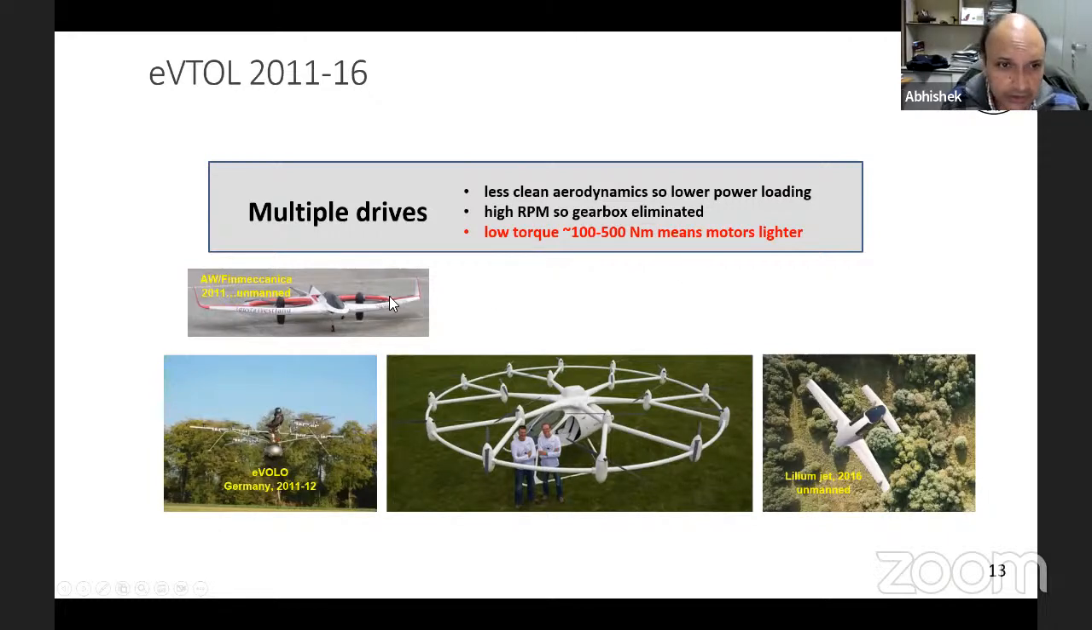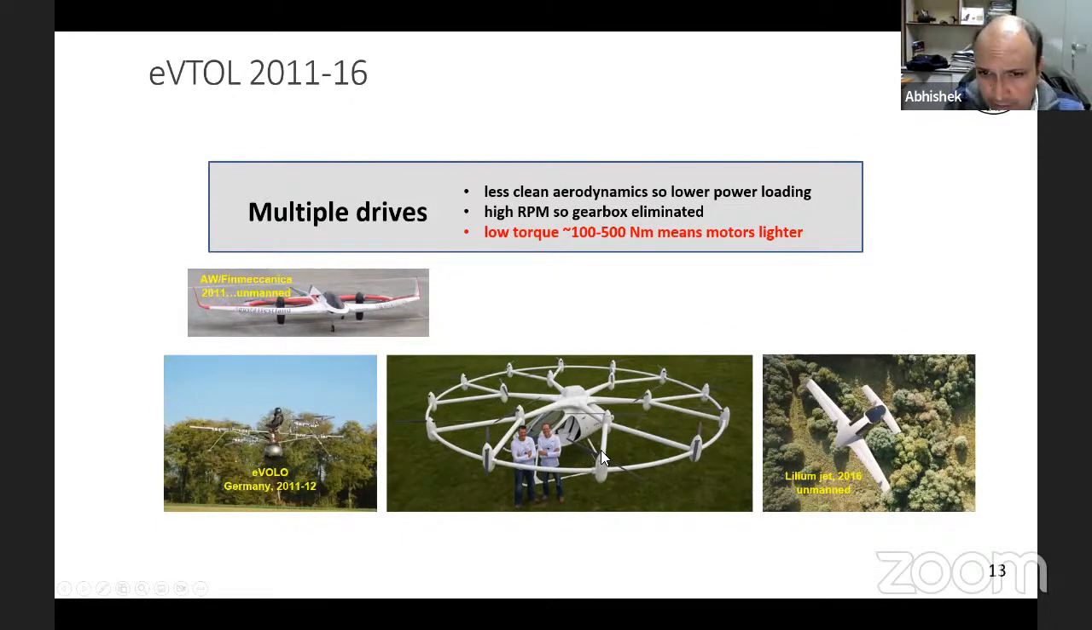So almost all eVTOL designs are using multiple drives. That is, there are multiple motors, multiple propellers. In the center, you see this Volocopter by a German company, which has been around for a long time, 4 or 5 years actually. But this is one design. Then Finmeccanica, Augusta Westland, had this tilt rotor vehicle, a tilting ducted fan design, which they built long back. Then Lilium Jet has been around the corner for quite some time, and they have now done full scale trials also some time back.